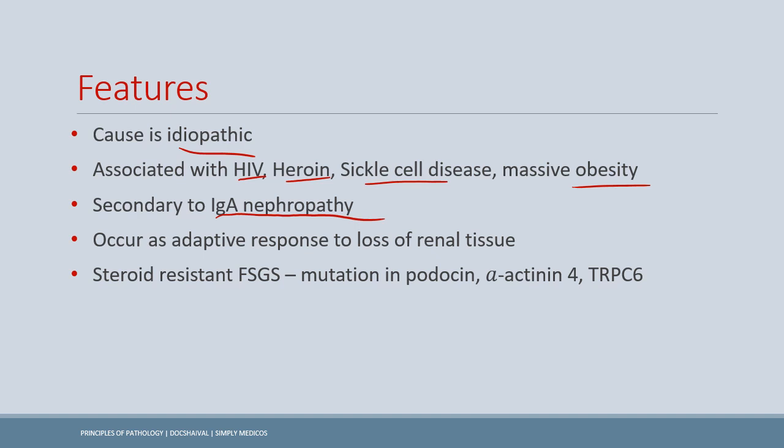Now, sometimes whenever we destroy a tissue or there's a loss of tissue, we see a sclerosis and fibrosis over there. So it is an adaptive response to the loss of the renal tissue, say for example in renal ablation. Then the FSGS is of two types actually. It can be steroid resistant, and the other one can have a good response to the steroid. And the mutation of the podocin, alpha actinin 4, and TRPC6 is particularly the steroid resistant ones. Now, what are these?